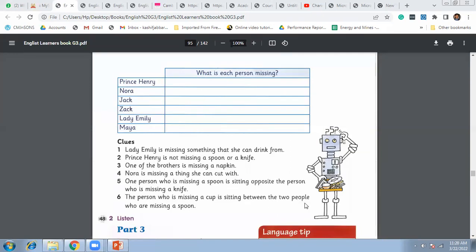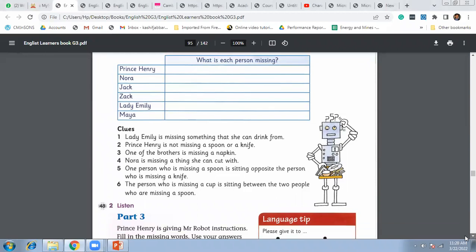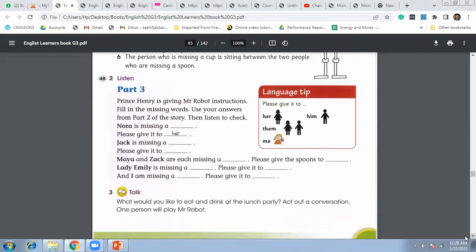And then let's see down, there's a part number 3 also. That's so easy to solve. Nora is missing what? Here we have seen that Nora is missing the knife. So Nora, she's a girl, so we are going to use her. Please give it to her.